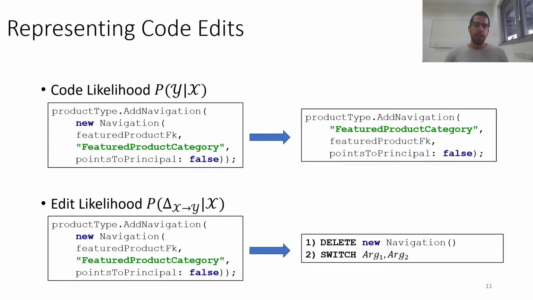By using edit likelihood, we make the task much easier. While in code likelihood, the trained model must learn to generate the entire code after the edit, in edit likelihood, the model only needs to learn what the edit operations are. Since these operations are defining a deterministic transformation, we can apply them to get the code after the edit.